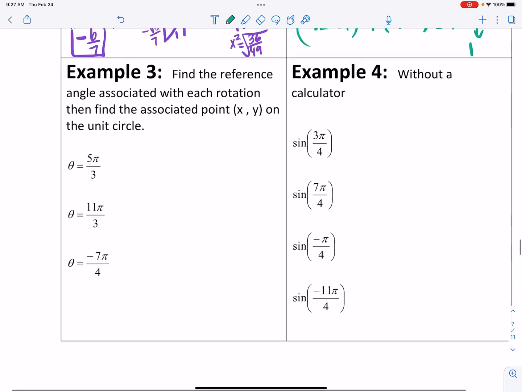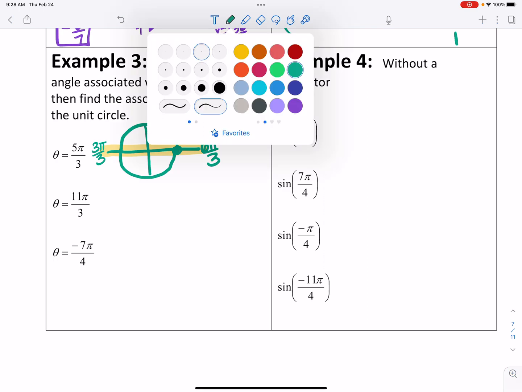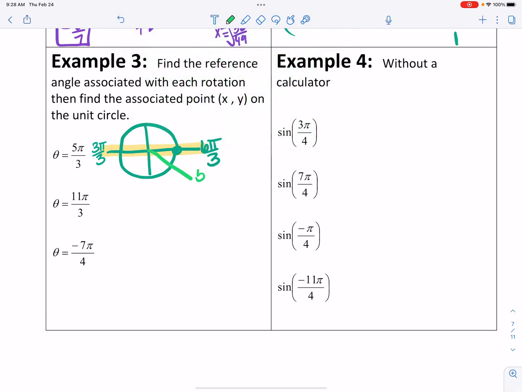Okay, the next question is saying find the reference angle. You've got to remember, the definition of a reference angle is that it is the closest to the x-axis, right? So if I start here and go all the way to here, isn't this going to be 3 pi over 3? And then if I go to here, isn't this 6 pi over 3? So isn't 5 pi over 3 going to be right here, short of it? So my nearest x-axis is 6 pi over 3. So my reference angle is pi over 3.